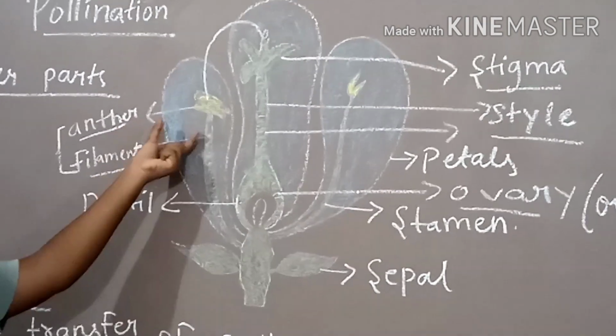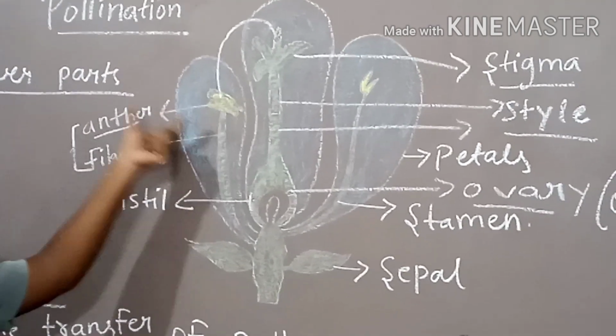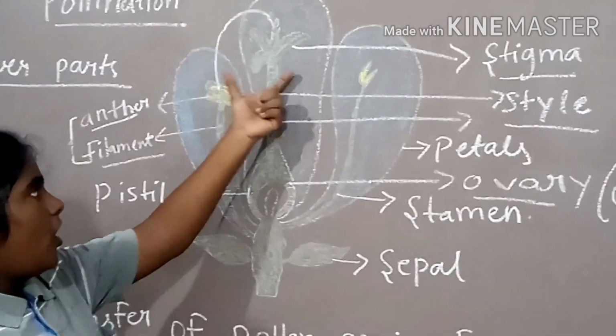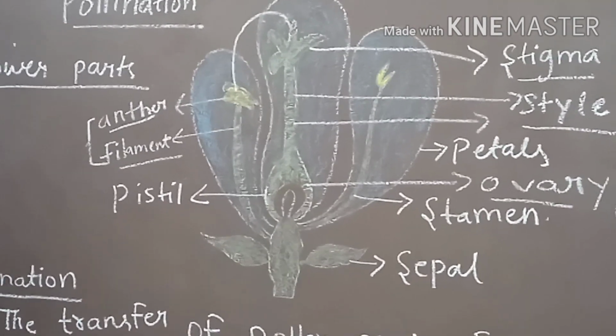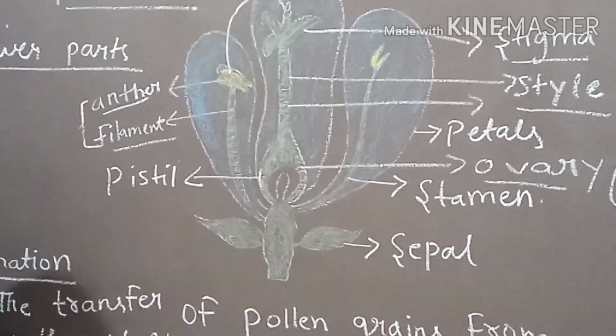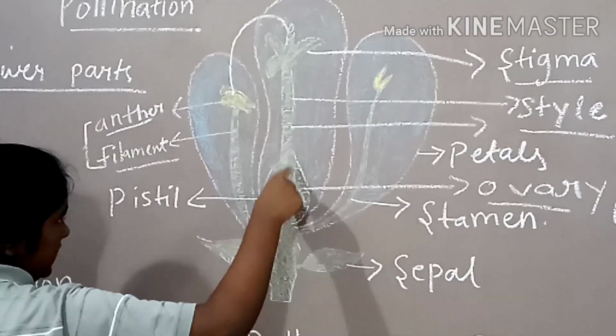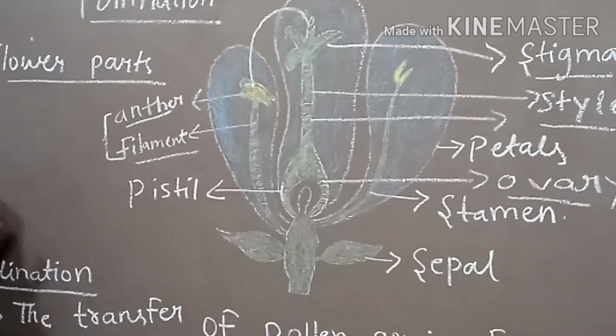So the transfer of pollen grains from the anther of the stamen to the stigma of the pistil is known as pollination. This process is known as pollination.